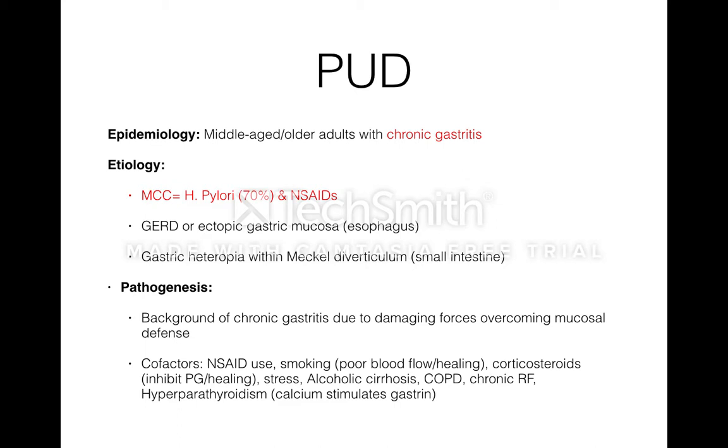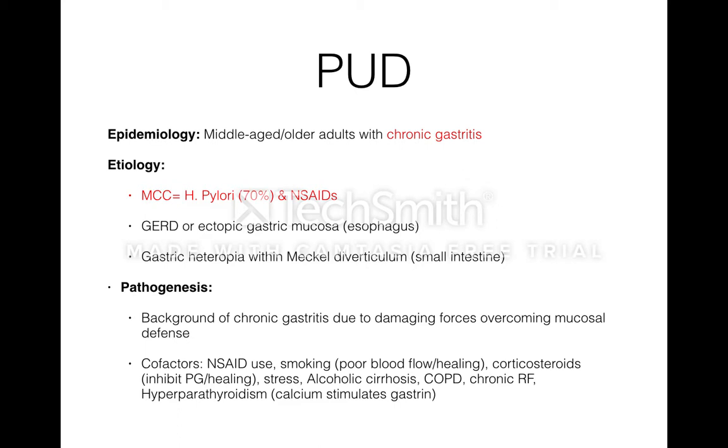So now we'll talk about peptic ulcer disease, or PUD. This typically occurs in middle-aged or older adults with chronic gastritis. 70% of cases of PUD are associated with H. pylori, making it the most common cause of PUD. However, only 5% of those infected with H. pylori will eventually develop ulcers.